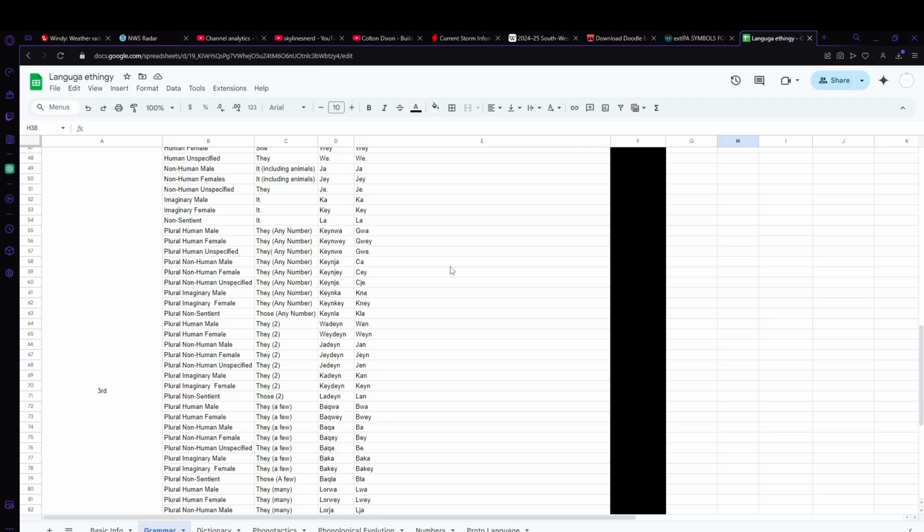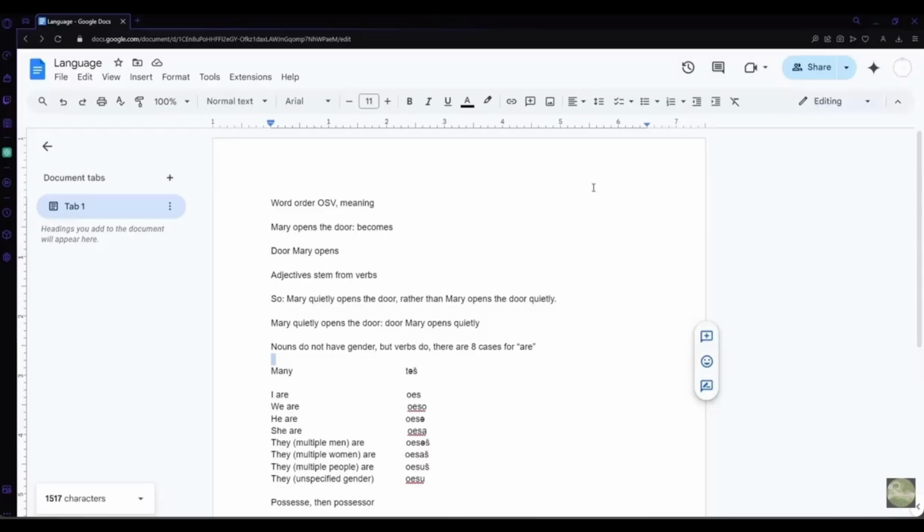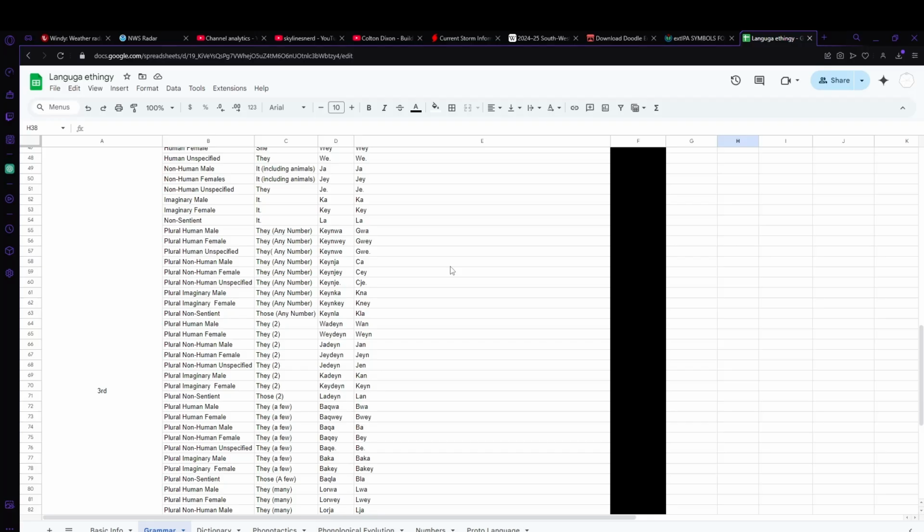Because remember what I said in the old grammar video for my conlang? There's not different nouns based on which gender you are, if you're male or you're female. But verbs actually do. As a matter of fact, as I said, there are 8 cases for the word are. And for that, yeah, that's what the suffixes are for.